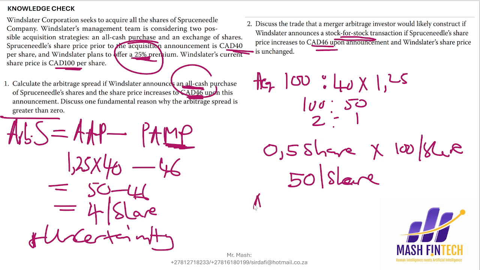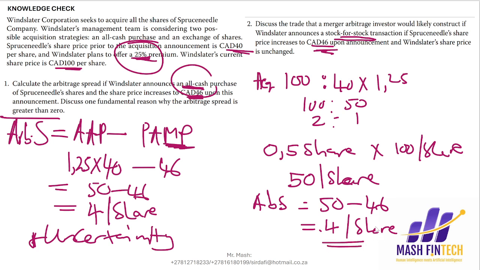Hence the arbitrage spread is then equal to this 50 minus the announced value of 46. If you subtract these two, again, you're going to get an arbitrage spread of 4 Canadian dollars per share. You must end up with the same answer, whether it's an all cash transaction or a stock for stock transaction. Okay.